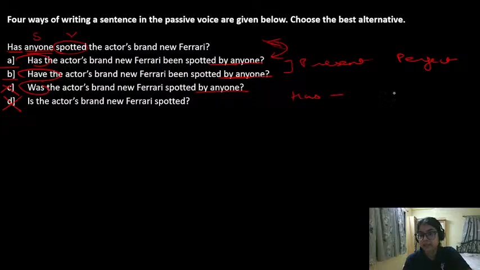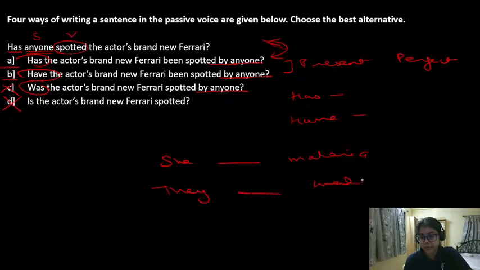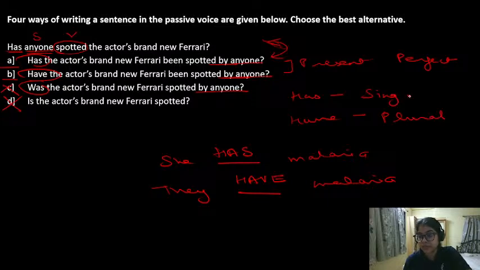Has and have. Okay. She dash malaria. Okay, it's the rainy season, so let's say malaria. And they dash malaria. Okay, she have malaria or she has malaria? It should be she has malaria. They has malaria or they have malaria? It should be they have malaria. Correct? So have is used for plural subjects and has is used for singular subjects.